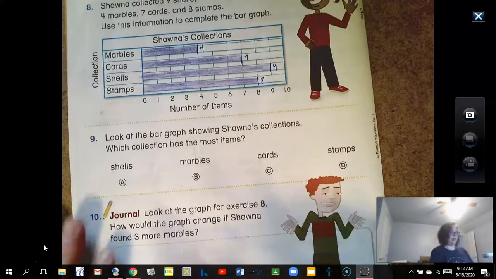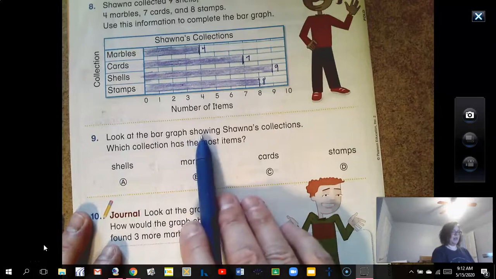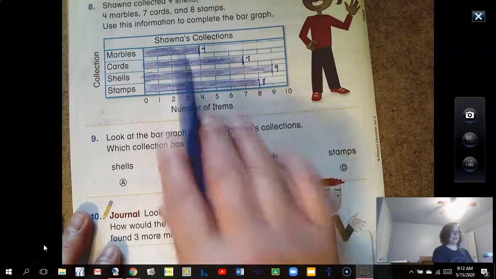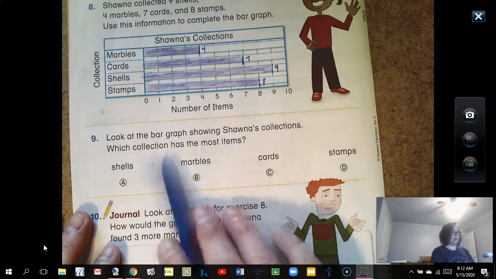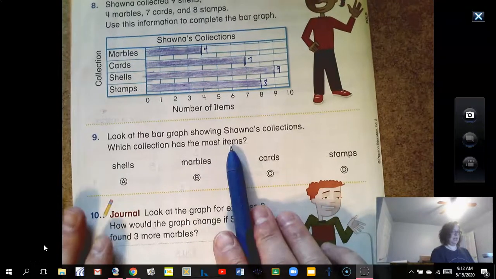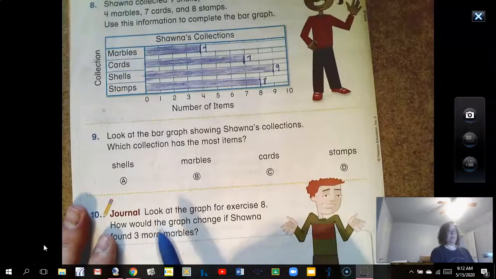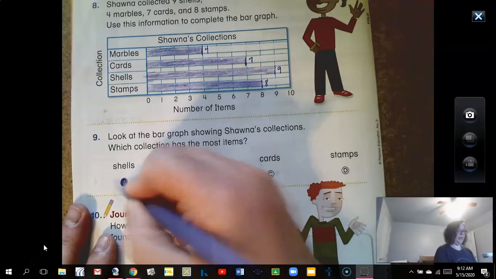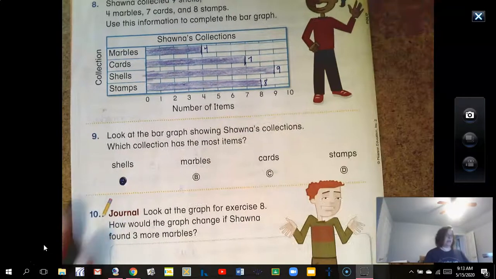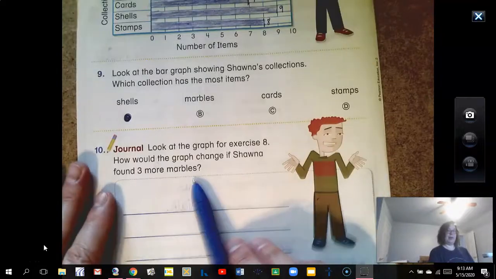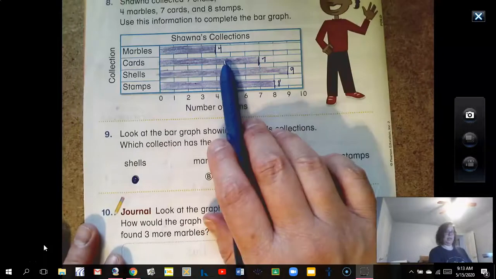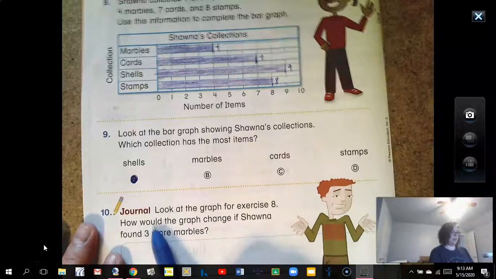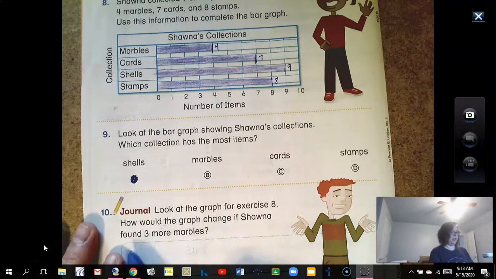Now let's go on to the next one. It says, look at the bar graph showing Shauna's collections. Which collection has the most items? Well, which bar is the longest? And it had 9, the most. Look at the graph for exercise 8. So we're looking at this graph again. How would the graph change if Shauna found 3 more marbles?